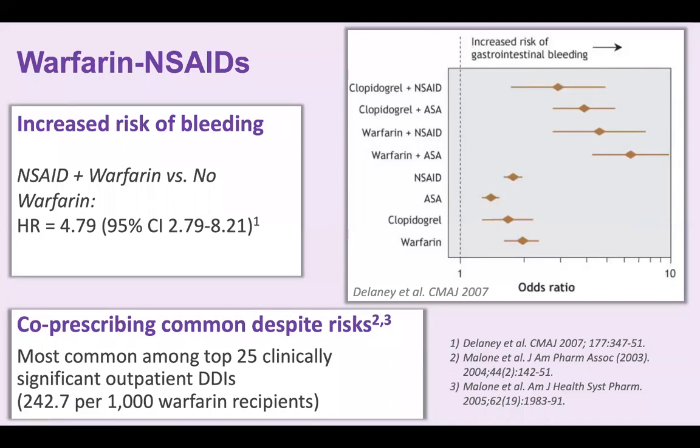We know from other studies, and this is one of them, that just looking at the risk of warfarin alone doubles the risk of bleeding, of gastrointestinal bleeding, but various combinations have shown that adding a non-steroidal to warfarin does seem to increase the risk of bleeding. And as I mentioned earlier, it's a very common combination among warfarin recipients.